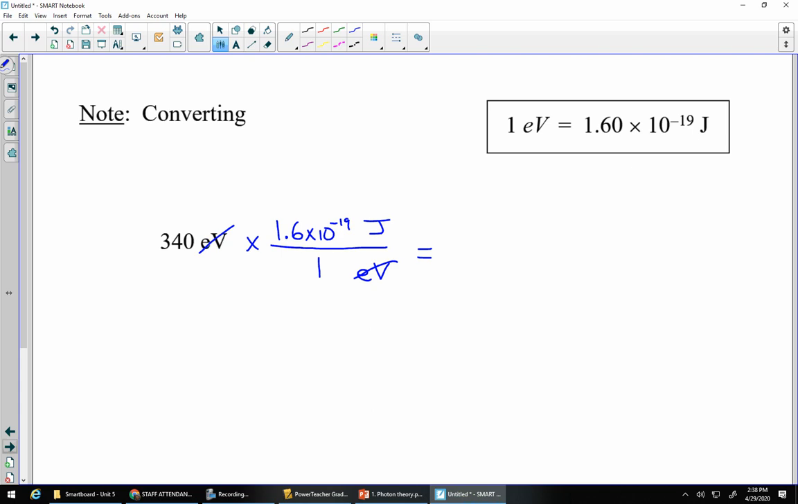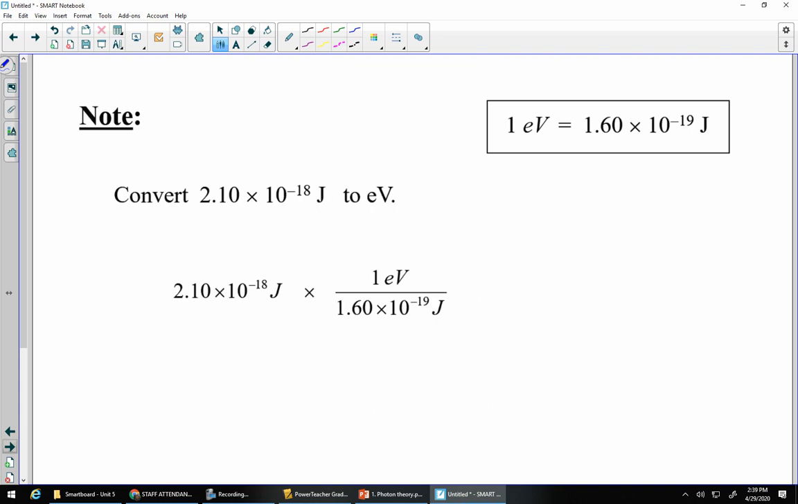Do I have a calculator handy? Let's just do that real fast here. 1.6 times 10 to the negative 19 times 340. It's going to be a tiny number, 5.44 times 10 to the negative 17 joules. Cool, so that's not so bad.